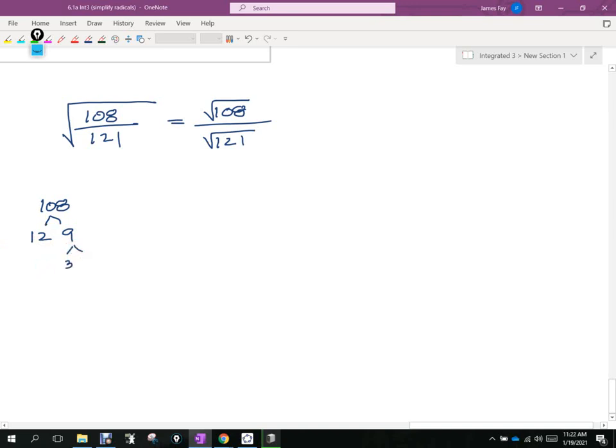Let's just keep going with 3 and 3. What about 12? 4 and 3? 6 and 2? That would have worked too. And then 4 goes to 2 and 2.